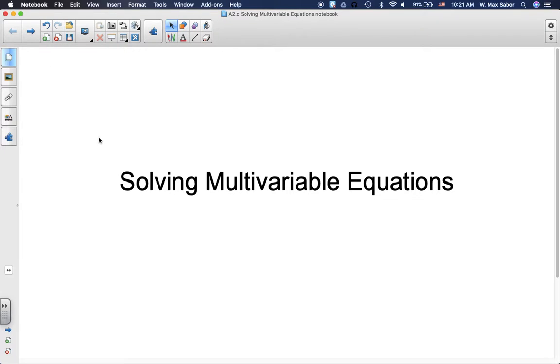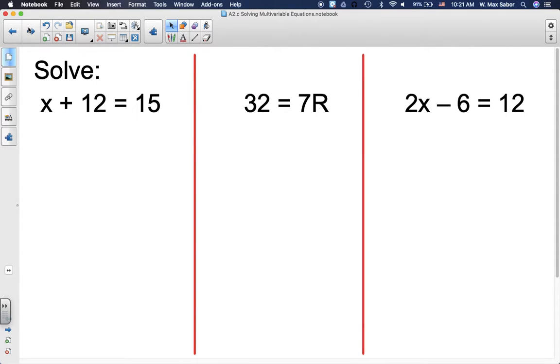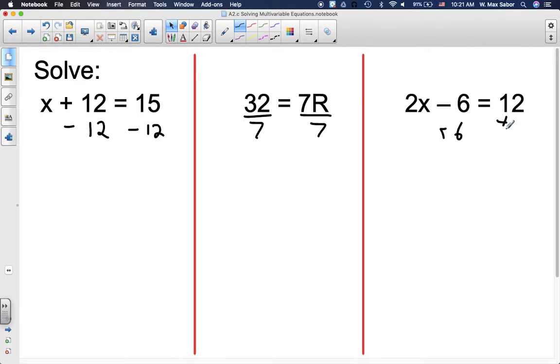Solving multivariable equations. Multivariable, well, a variable is something like x or y. Multivariable means there's multiple variables in the equation. So recall that we know how to solve these equations. We subtract 12 from both sides here. We divide by 7 here. We add 6 and then divide by 2 here.